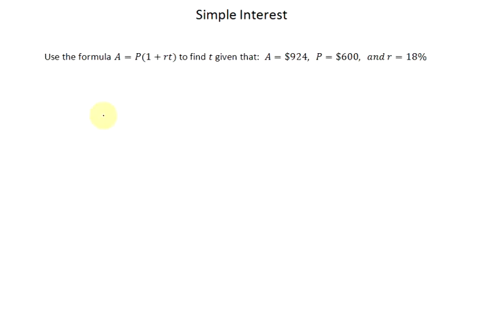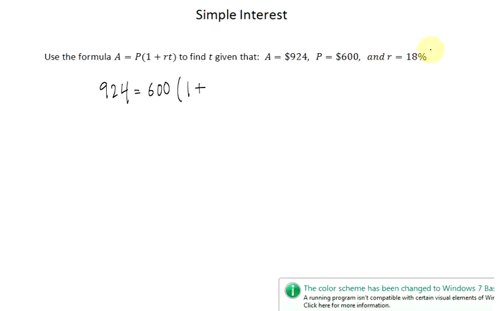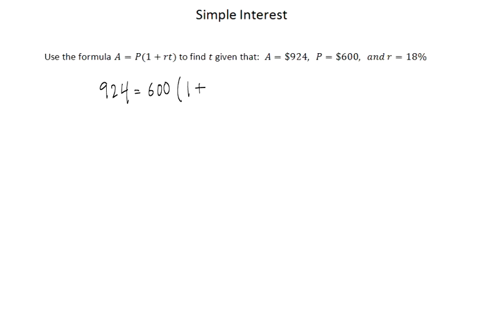So I'll begin by substituting the values that we know into the formula. So instead of A, we'll write $924. Instead of P, we'll write 600. Then we have 1 plus. Now instead of R, we want to replace R with 18%.